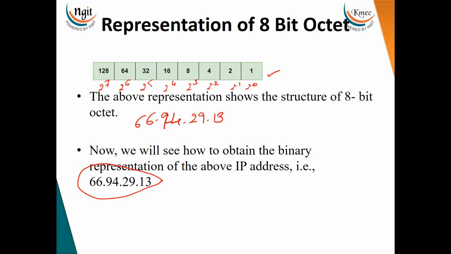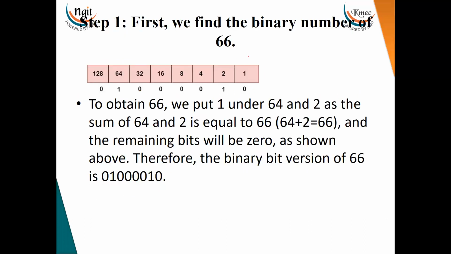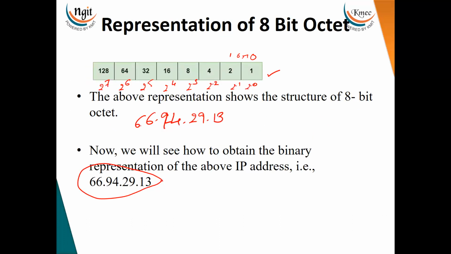Okay, now here we have to give either 1 or 0 only, based on the number, to provide the binary number. Now see here, the first digit we have is 66. To make this 66, first we have to convert this 66 number into a binary number.